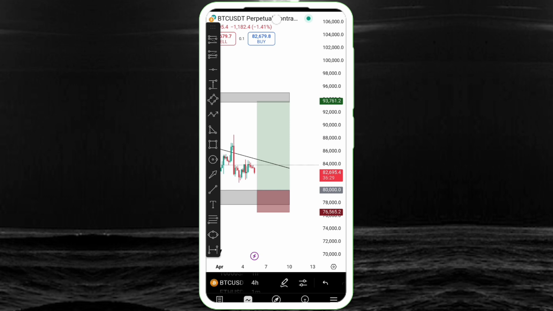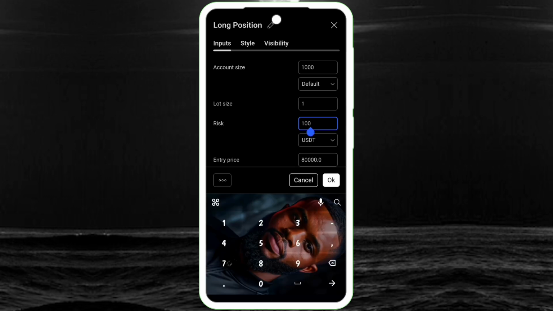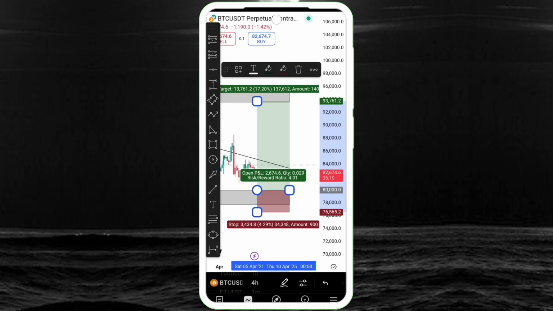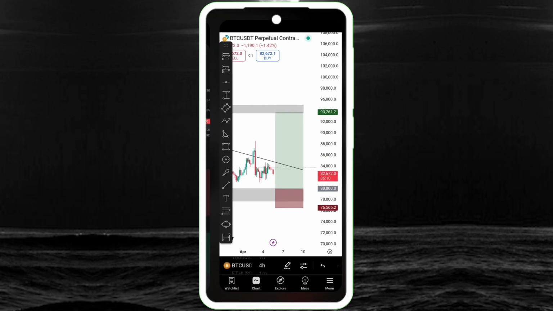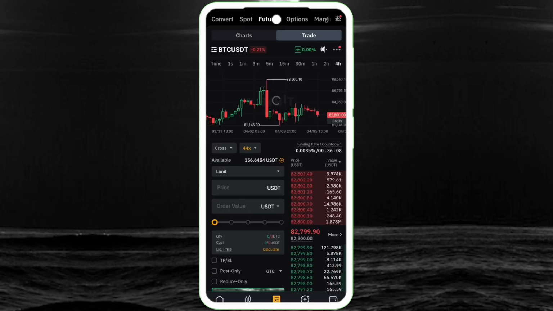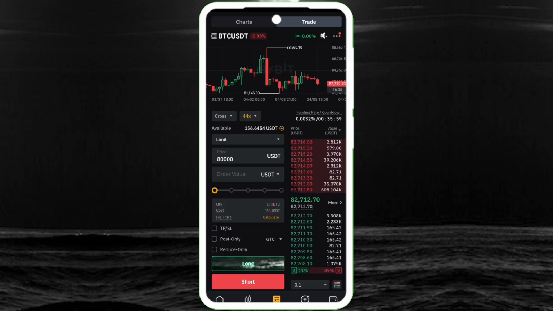We want to use $10 to buy 0.029 of BTC, not $10, this is $100. You can see it. So you want to use $100 to buy 0.029 of BTC. So what next? We now go to Bybit. This is Bybit right here. This is a limit order, and our entry price is 80,000, which is the limit entry price.